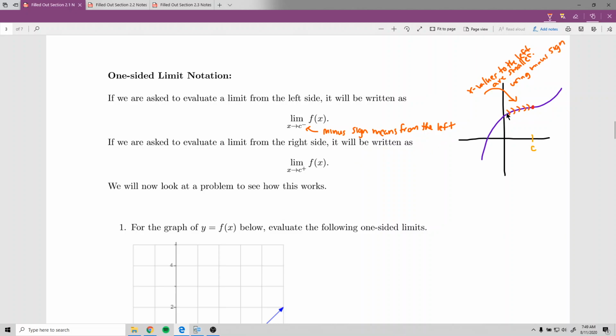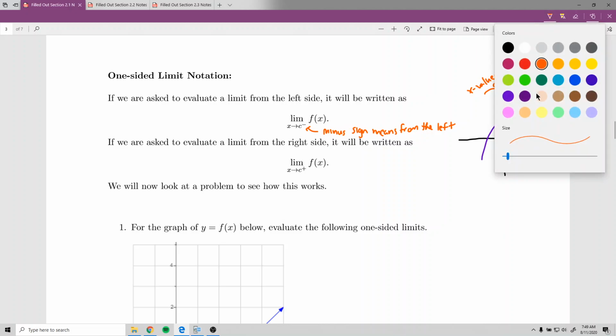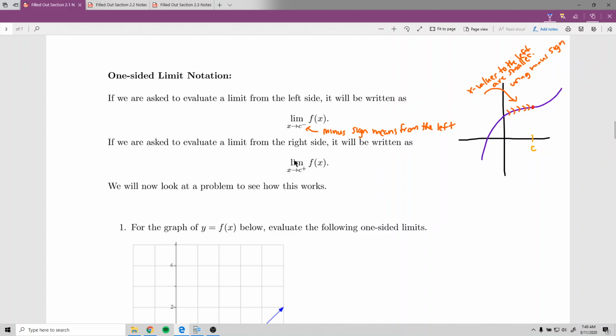Right. So whatever y value we are walking towards from the left would just be a number that we would say the limit equals when we deal with the problem. And same thing from the right, except instead of a minus, we have a plus. So a plus sign means we're coming from the right.